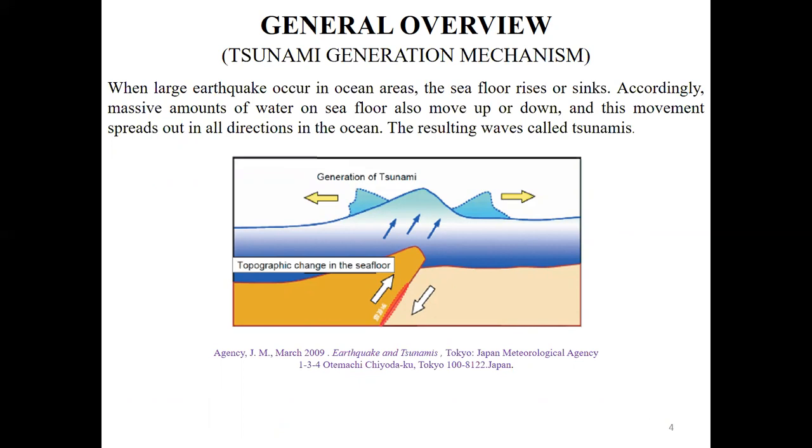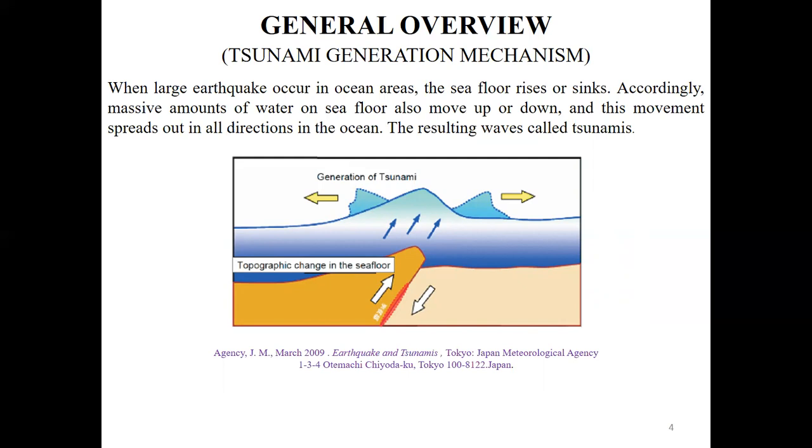After that, in the general overview of section 1, I'll be sharing the tsunami generation mechanism. When a large earthquake occurs in the ocean areas, the sea floor rises or sinks. Accordingly, a massive amount of water on the sea floor also moves up or down, and this movement spreads out in all directions in the ocean. The resulting waves are called tsunami. The figure is attached for your better understanding and easy perception of the tsunami generation mechanism.